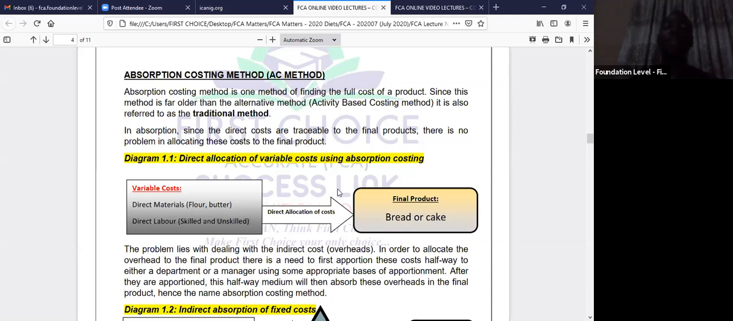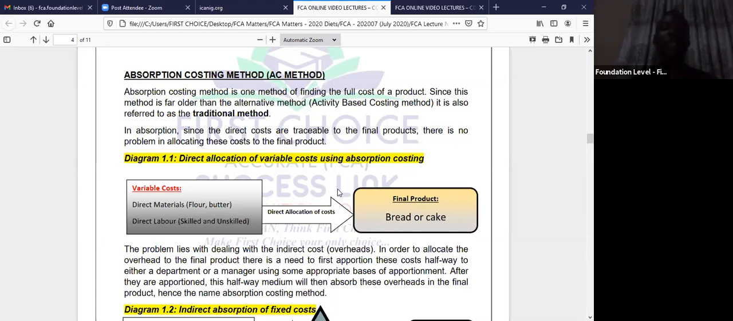Since this method is far older than the alternative method, which is the more modern method, we call it absorption costing traditional method. We call it traditional method.